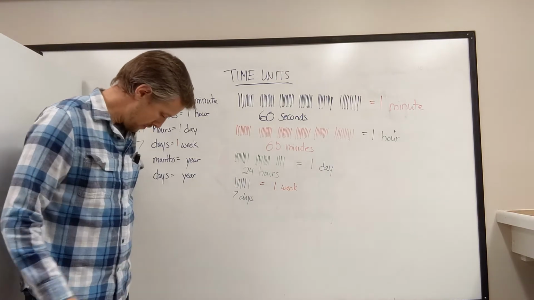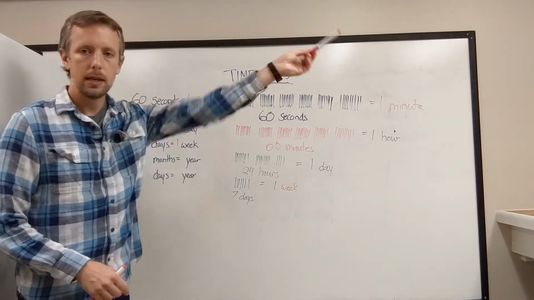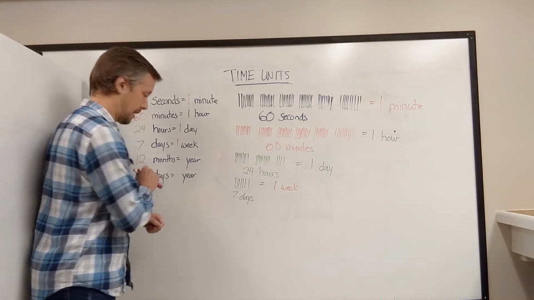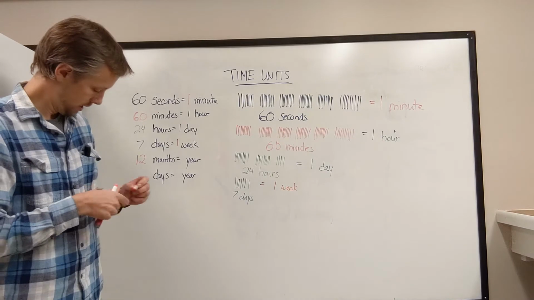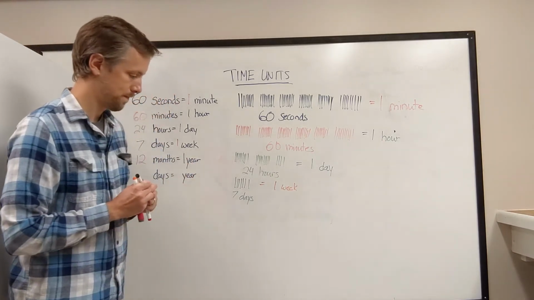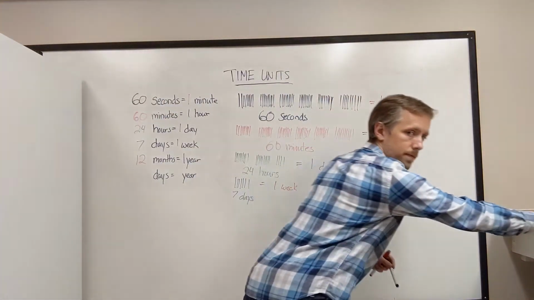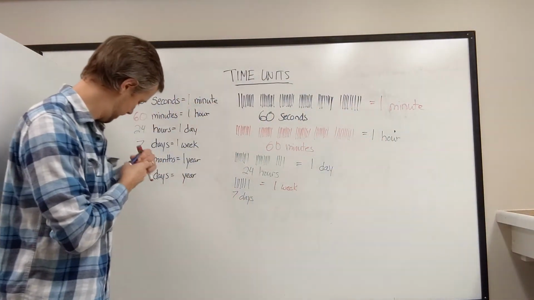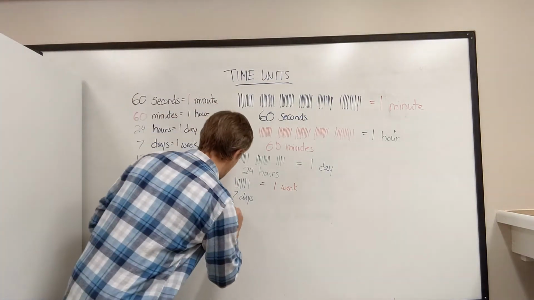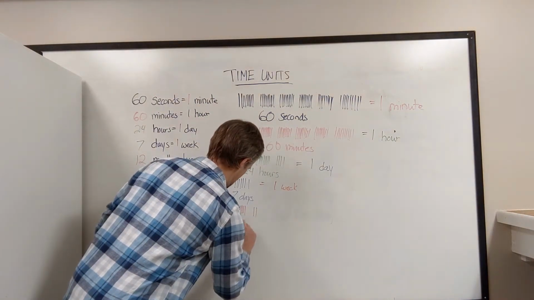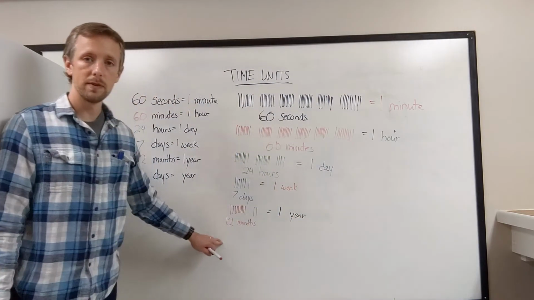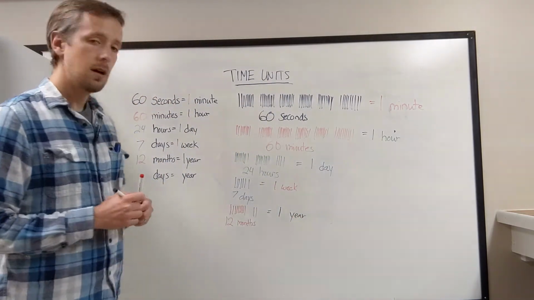Next one, how many months in a year? Well, the answer here is 12. 12 months is equal to 1 year. I'll need that one in a minute. Let's draw this one out. 12 months is equal to 1 year. Very good.